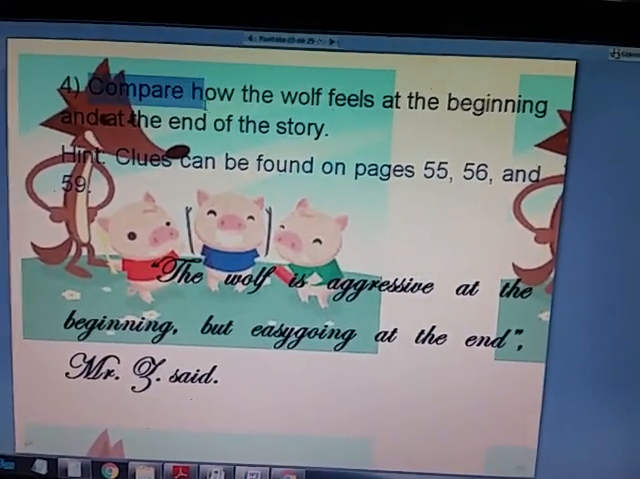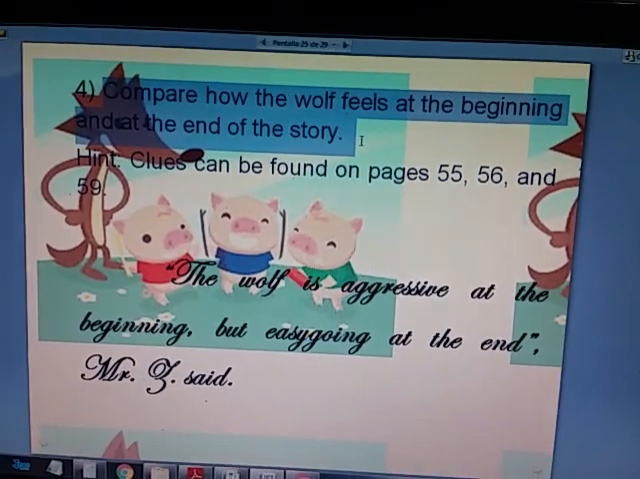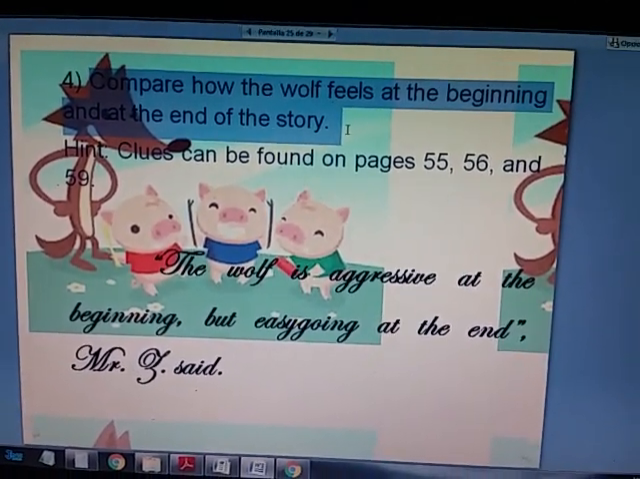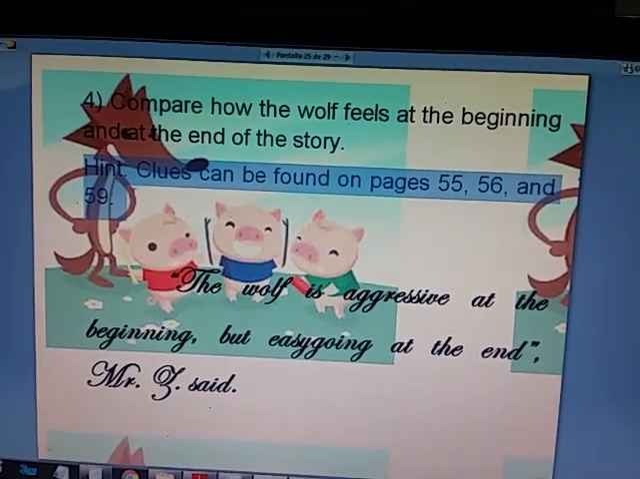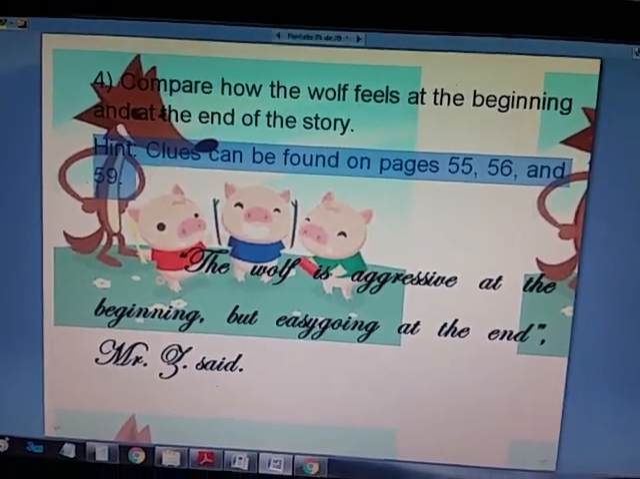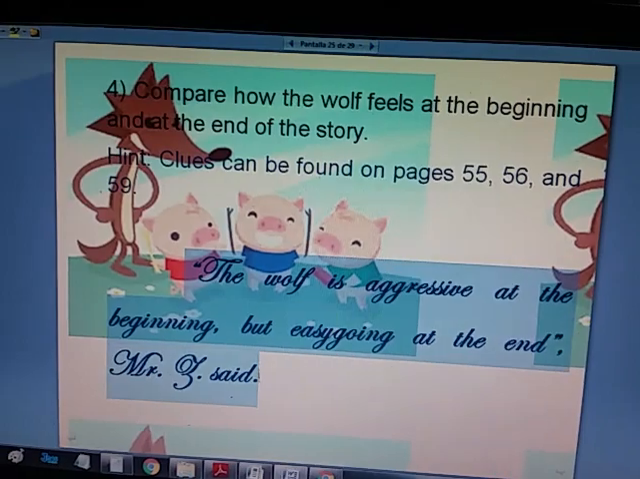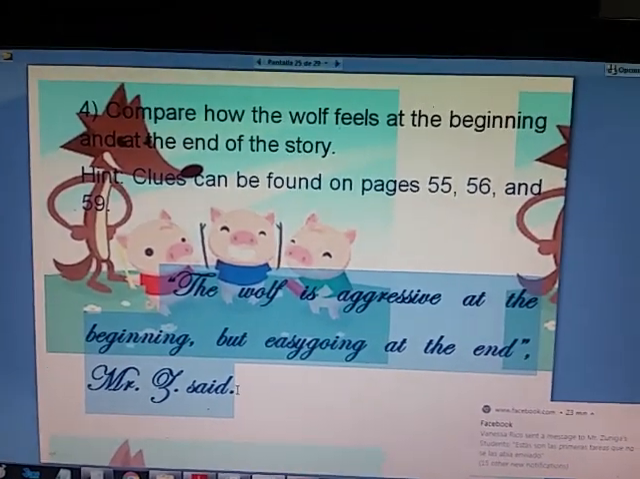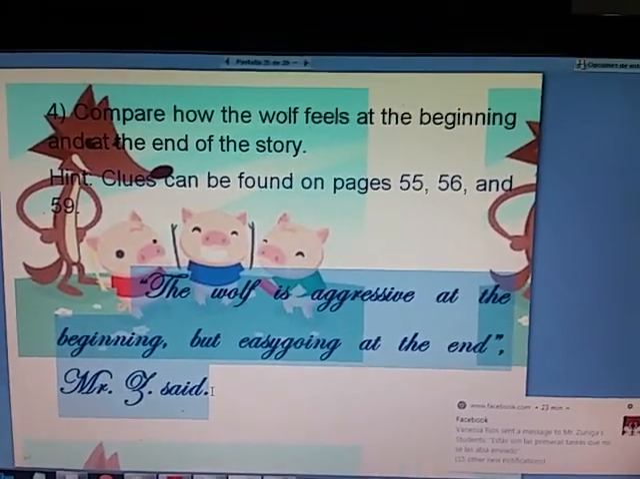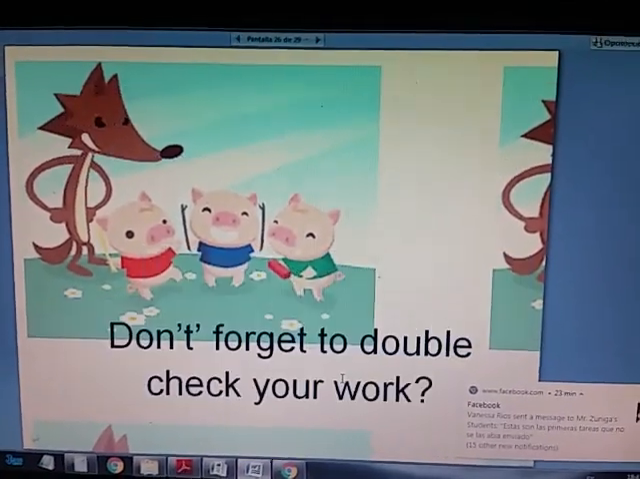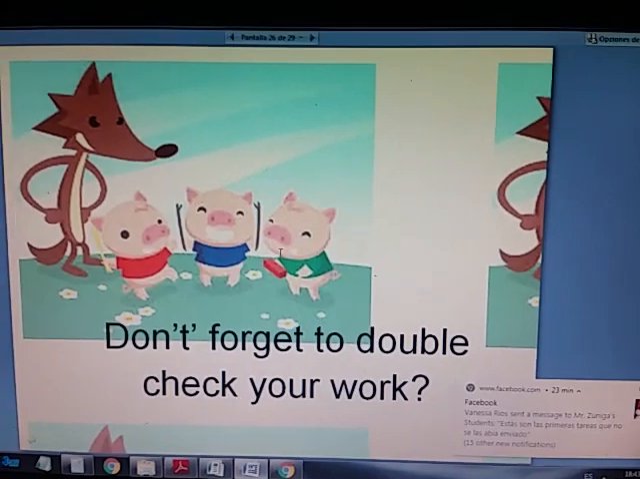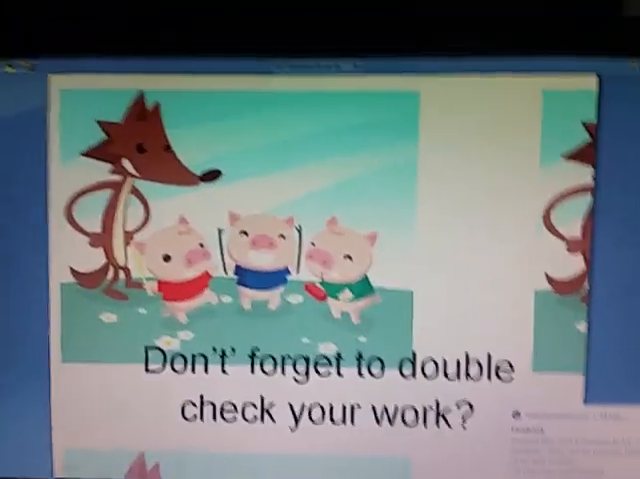Number 4, compare how the wolf feels at the beginning and at the end of the story. Hint, clues can be found on pages 55, 56, and 59. From that, I came up with this answer. The wolf is aggressive at the beginning of the story, but easygoing at the end. Do you agree with me? You'll tell me.